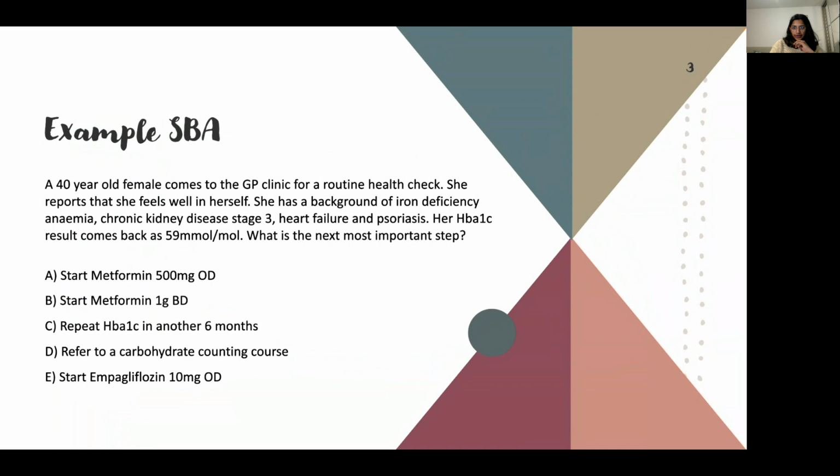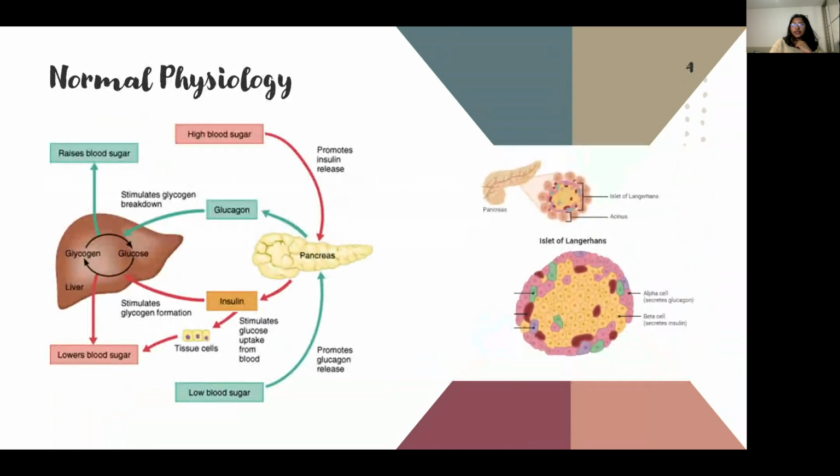Okie doke, so let's move on. Bear your answers in mind. Let's talk a bit about what normally happens in the homeostasis of blood glucose control. Our most important organ for this is going to be our pancreas.